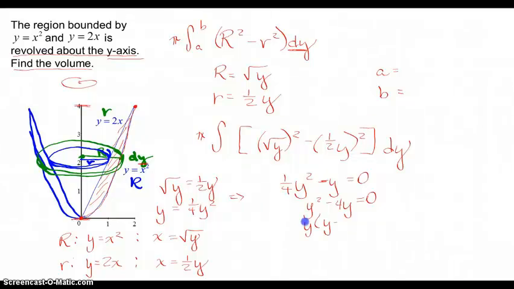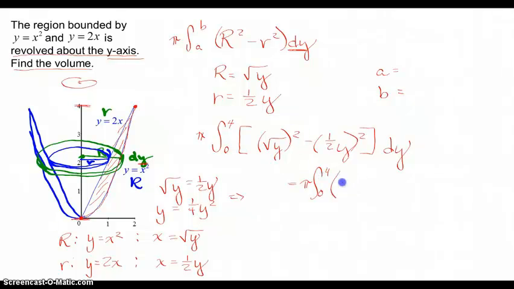I'm going to factor a y out. And it's very easy to see from this point that my intersection points are 0 and 4. So here's my integral, and I'm integrating according to y from 0 to 4. So I'm going to get rid of some of this work here to give us some room to evaluate this definite integral. So now we want to find the volume. Here is the volume. It is pi times the integral from 0 to 4 of the square root of y squared, so that's y, minus 1/2 y quantity squared, so that's minus 1/4 y squared dy.